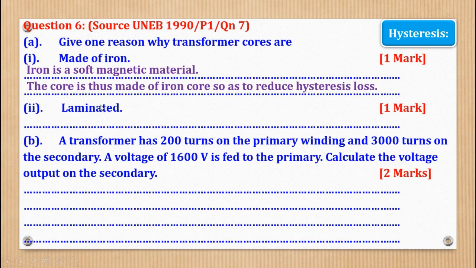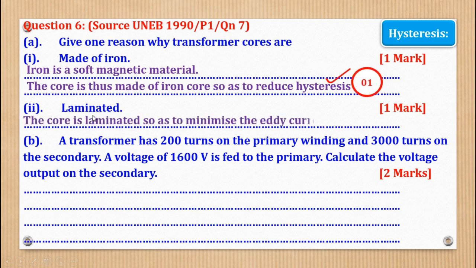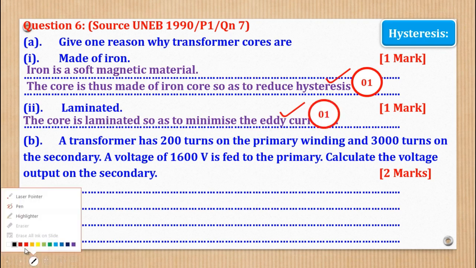Then Roman 2, they wanted you to give a reason why transformer cores are laminated. So you come and say, first of all, for Roman 1, that is 1 mark, and now we shall go to Roman 2 and say that the core is laminated so as to minimize eddy current. So if you write that, that is also 1 mark. So now we shall go to part B.